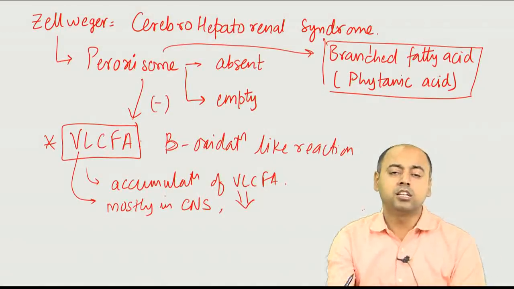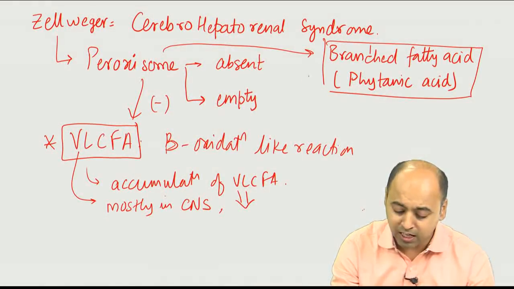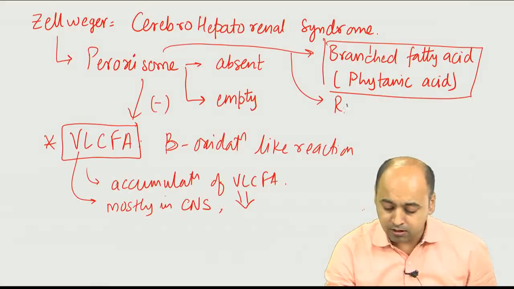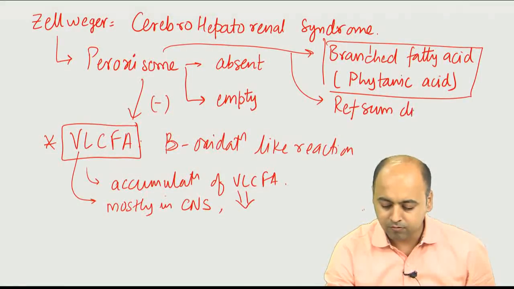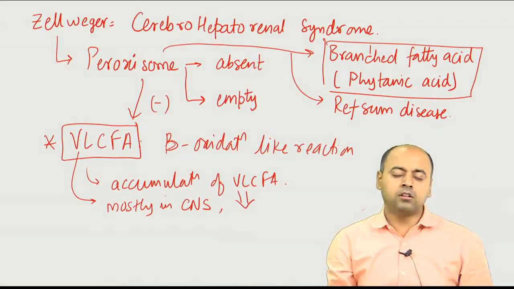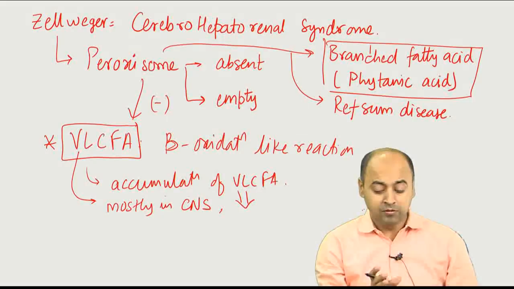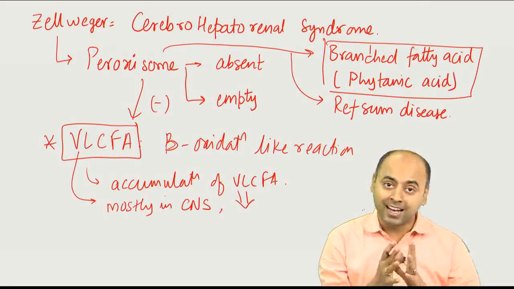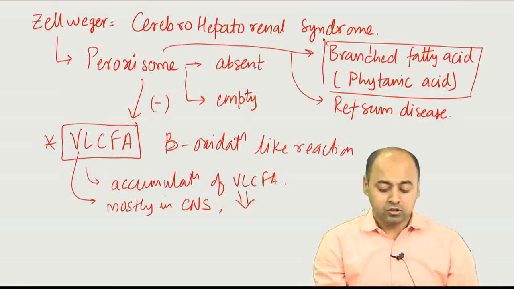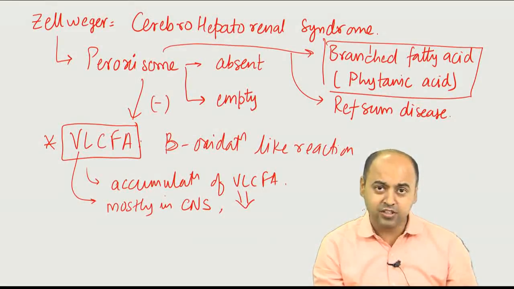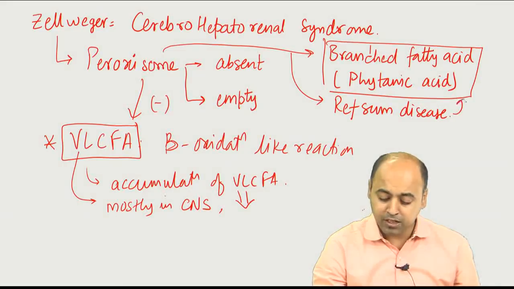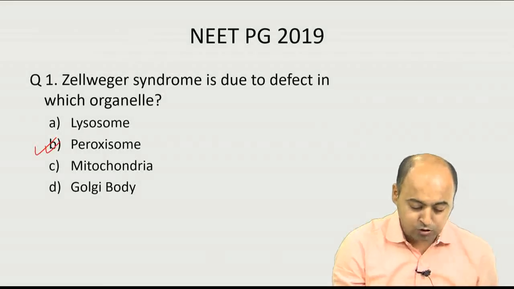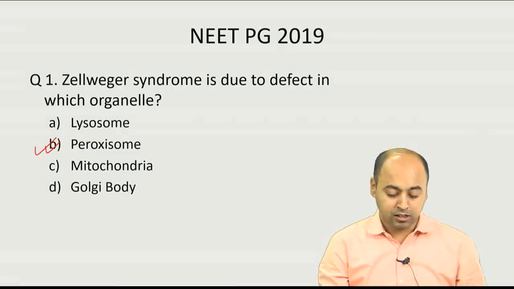In fact, there is a variant, the milder form of the Zellweger syndrome, where we only have the deficiency of the enzyme related to branch chain fatty acid, which is known as the Refsum disease. In Refsum disease, only that enzyme is missing and results in accumulation of phytanic acid, whereas in Zellweger syndrome all the enzymes of the peroxisome are either absent or the peroxisome itself is not there. So in that case the predominant accumulant is the VLCFA, whereas in the Refsum disease we mainly get the branch chain fatty acid accumulation. So coming back to the question, the answer would be peroxisome. The Zellweger syndrome is due to defect in the peroxisome.